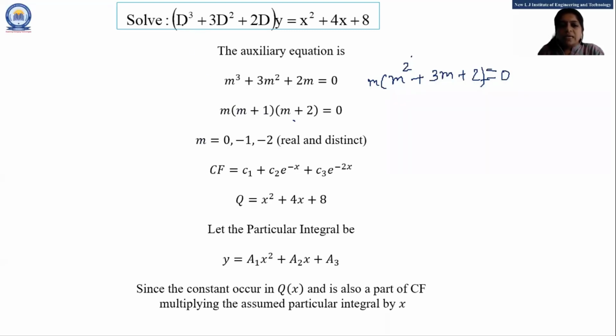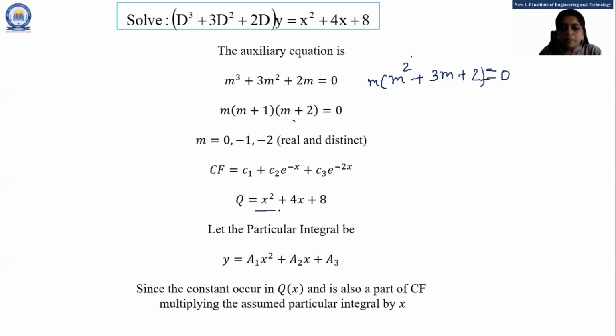So the roots are 0, minus 1, minus 2. The power of D is 3 here, so we have a total of 3 roots, all real and distinct. So the complementary function is c1 e raised to 0x, but e raised to 0 is 1, so no need to write that. c1, plus c2 e raised to minus x, and c3 e raised to minus 2x. Okay, the first part is complete.